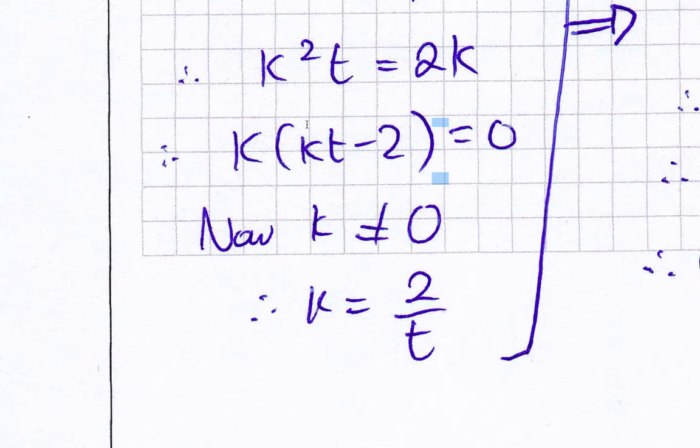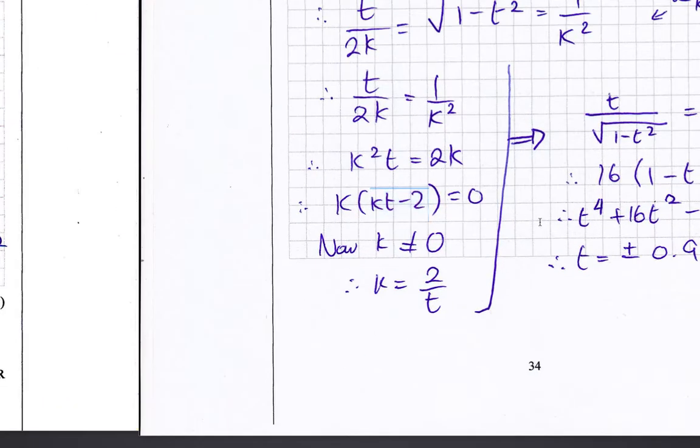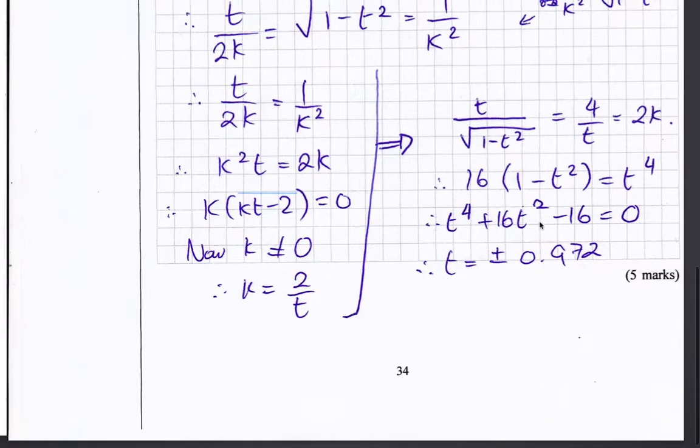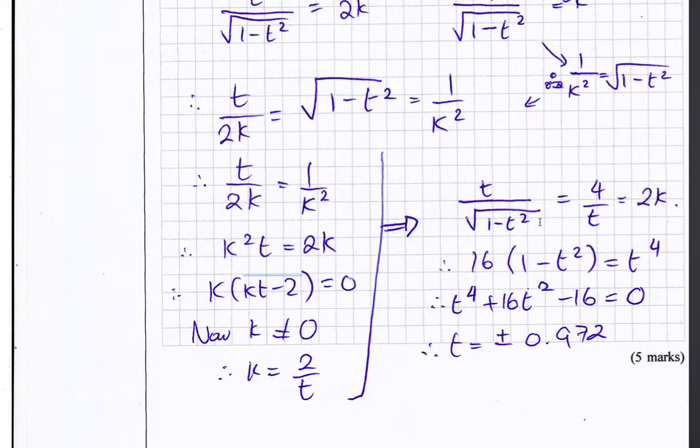k equals 2 on t is a result of this, because we know that this must equal 0 now, because that can't equal 0. So kt take 2 equals 0, we bring the 2 to the other side, and then we divide by the t. So what we end up with is k equals 2 on t. And it sounds like my laptop fan is really enjoying this algebra as well.